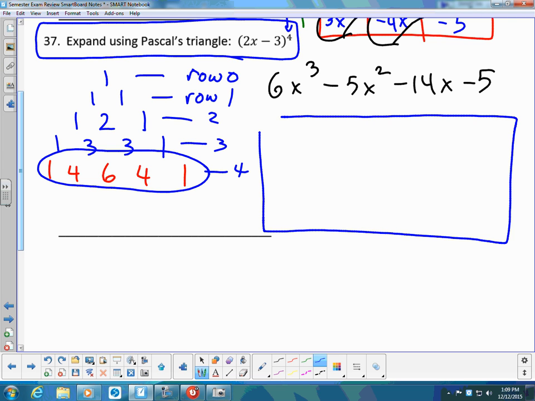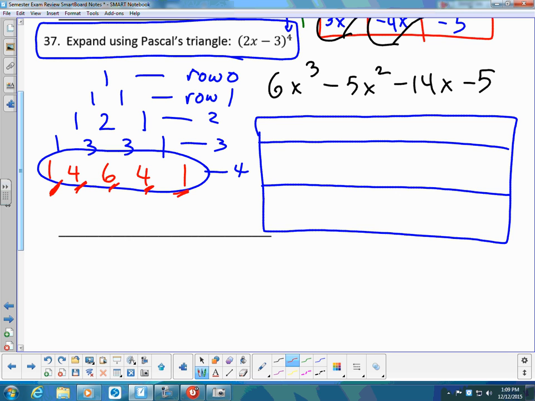All right, in my chart, I'm going to have, I think, just 3 rows, but I'm going to need how many columns? Well, there's how many numbers? 1, 2, 3, 4, 5 numbers in this row, so I'm going to need 5 columns. All right, and my top row is going to be those numbers from those columns. So 1, 4, 6, 4, 1.